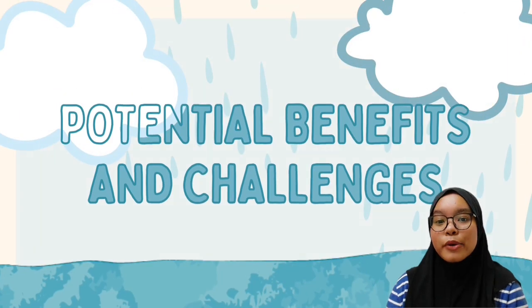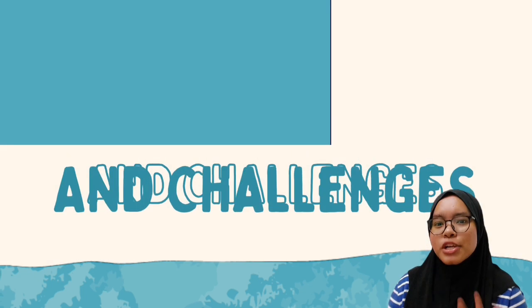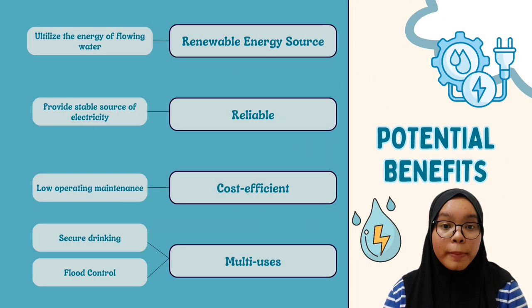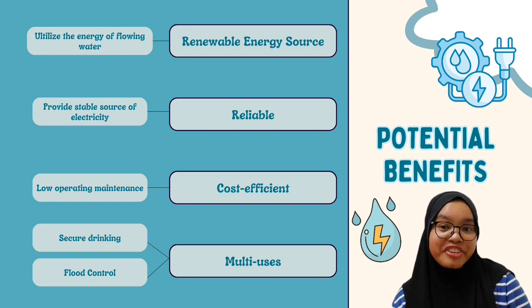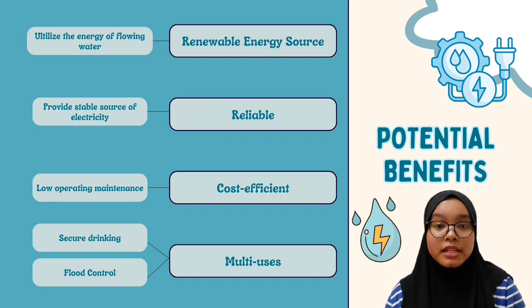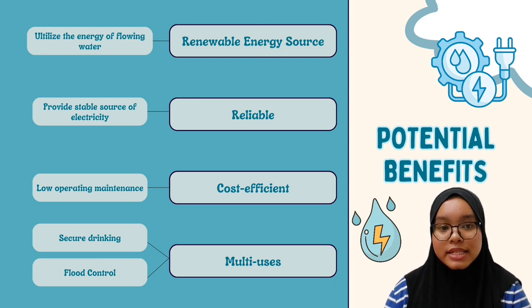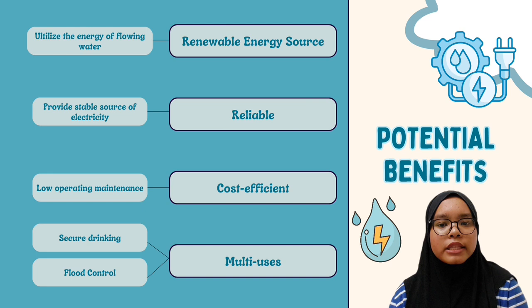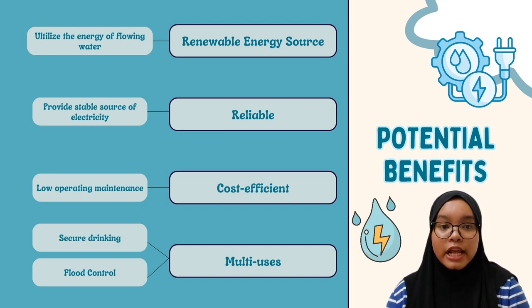Now I will explain about the potential benefits and challenges of hydropower. First, let's talk about benefits of hydropower. Hydropower is a renewable energy source as it utilizes the energy of flowing water, which is continuously replenished by rainfall. Next, reliable. Unlike some other renewable energy sources such as wind and solar, hydropower generation is relatively consistent and predictable. It can provide a stable source of electricity, particularly in regions with reliable water flows.